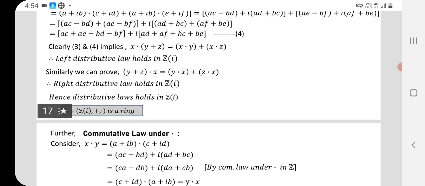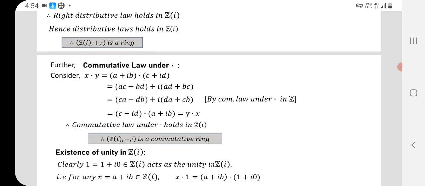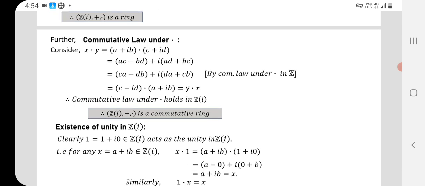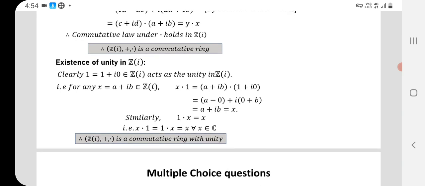Further, commutative law: x dot y equals y dot x. Therefore the Gaussian integers form a commutative ring. It is another example. Next, the existence of unity in Z[i]. Now 1 can be written clearly as 1 equals 1 plus i times 0. 1 also belongs to Z[i]. Therefore x dot 1, x being our Gaussian integer times 1, we can take the multiplication and we arrive at 1 times x equals x. Therefore the Gaussian integers are a ring with unity.